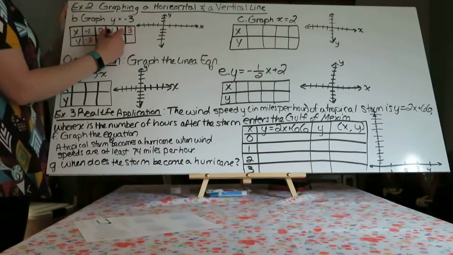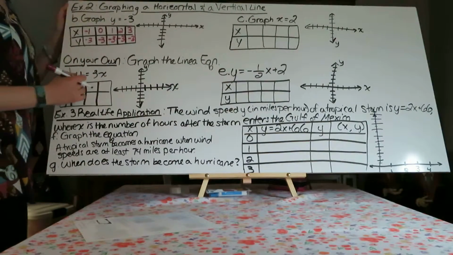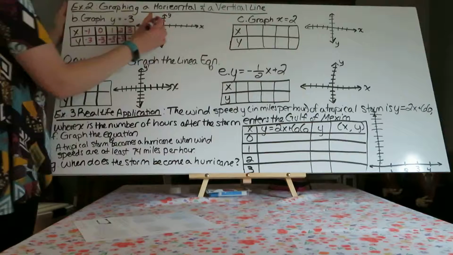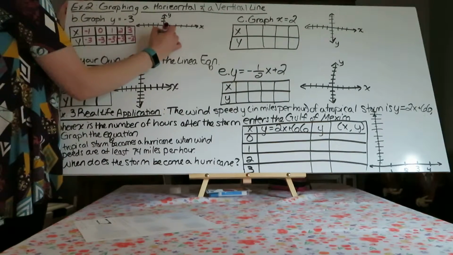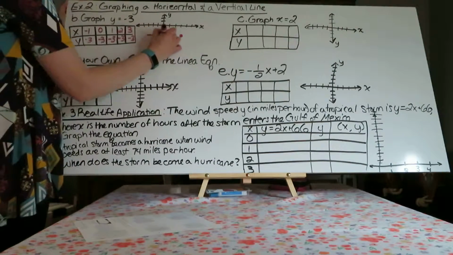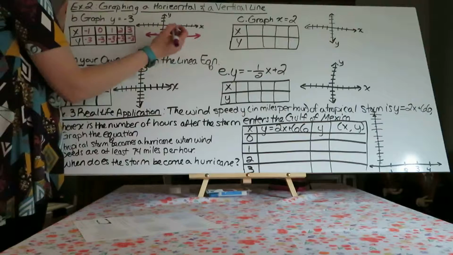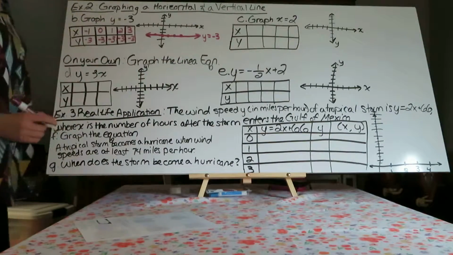So all of these, no matter what, y is going to equal -3. So to plot that: (-1, -3), left, down; (0, -3); (1, -3); (2, -3); (3, -3). And then you're going to connect your points. Lastly, step 4, you're going to label it y equals -3.